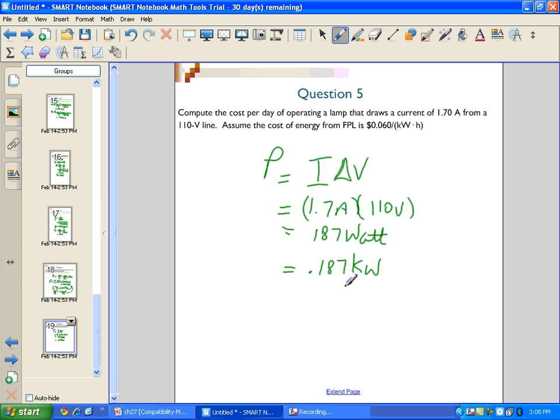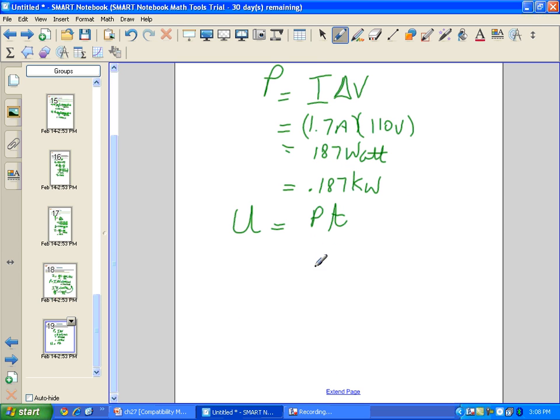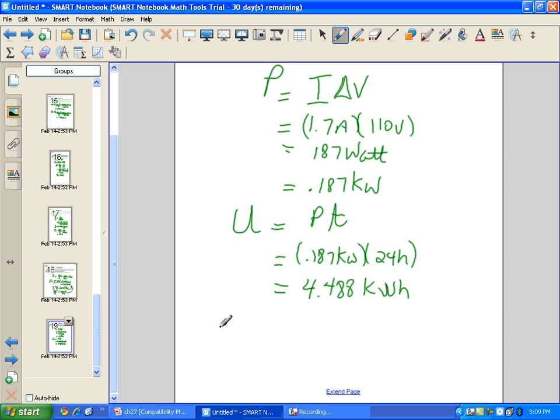Now, what we're really looking for is the quantity of energy, which means we have to take this power multiplied by the time. Well, the time is 1 day, which is 24 hours. So 0.187 kilowatts times 24 hours tells us that the quantity of energy that we use in 1 day is 4.488 kilowatt hours.